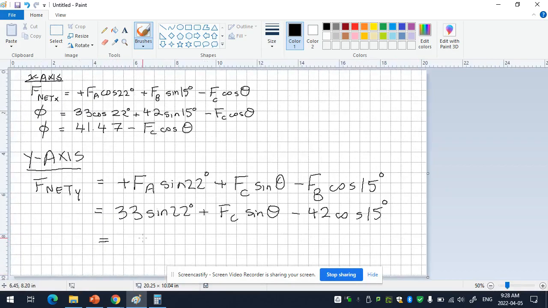Equals. Okay, what do I need to add now? I need to, well, not add. I need to subtract this guy minus this guy. All right, let's do this.